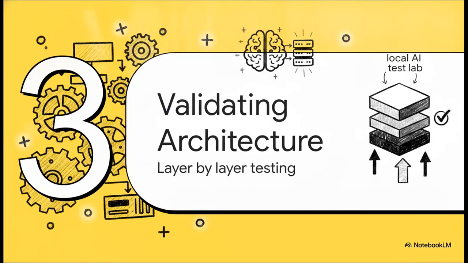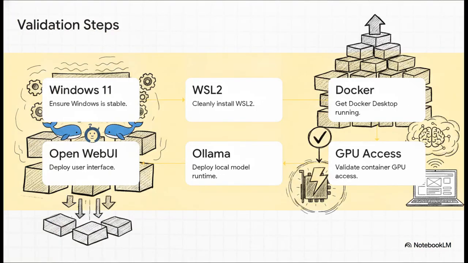Section 3. Validating each architecture layer. This brings us to a highly disciplined principle of stacking. You can't just jump straight to downloading massive AI models. You have to validate every single layer, from the operating system all the way up.